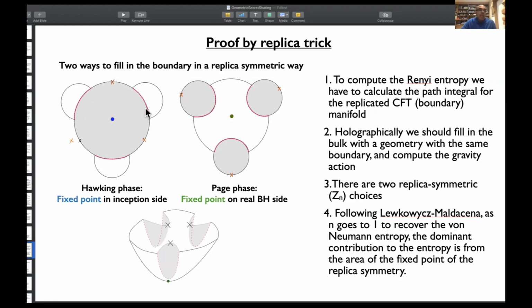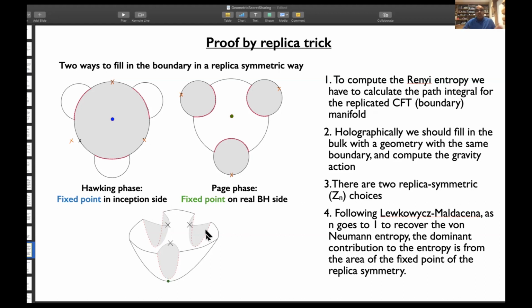One way of filling in the boundary in a replica symmetric way has the fixed point, the Z3 fixed point, on the inception side of the geometry. And it has the Page phase where the fixed point is on the real black hole side of the geometry. Namely, you take this boundary, the outer rim, and you can fill in the geometry in two ways. And here, once again, I've shown the 3D visualization of this saddle point, and you can draw a similar picture for this saddle point over here.